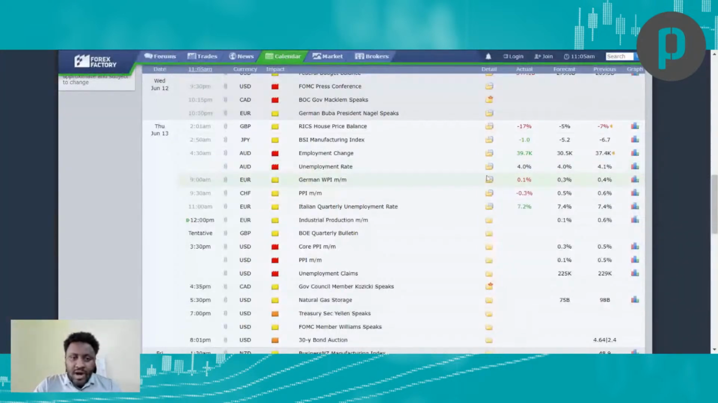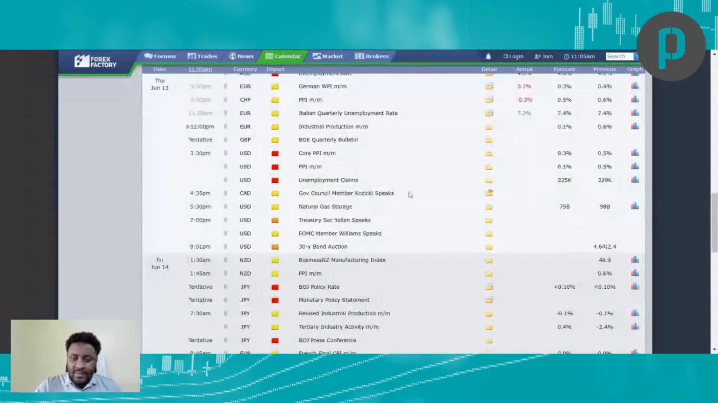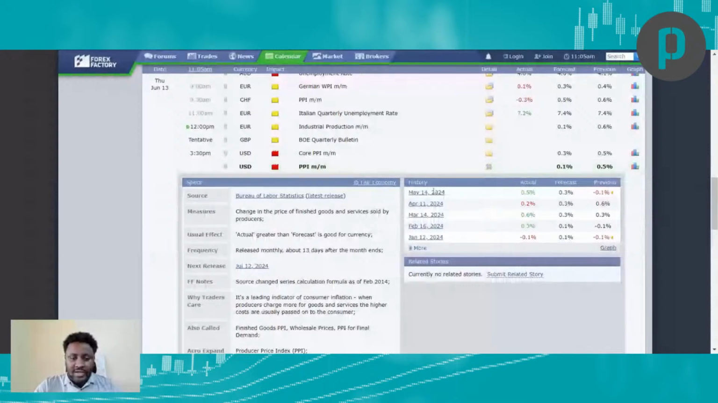So the focus today, towards the end of the day, of course, we have the industrial production data from the Eurozone at 12 p.m., though it's expected to be low impact. But then the high impact news for the day will be the core producer price index, which is a further measure of inflation within the US. It measures the price of finished goods and services that are sold by producers.